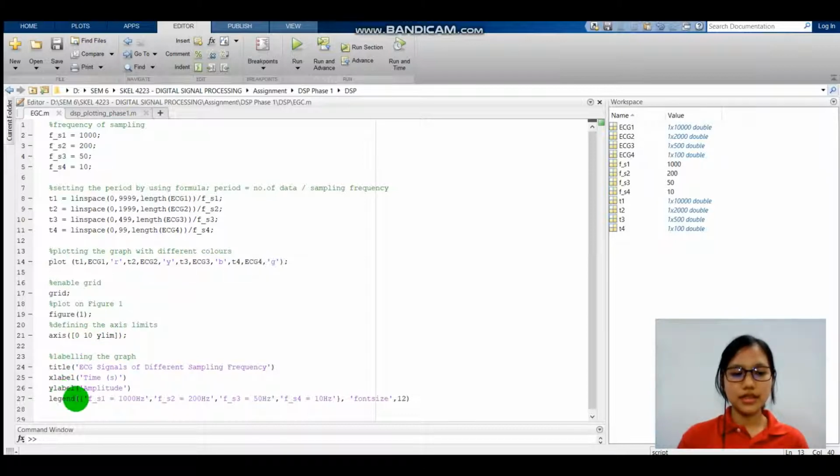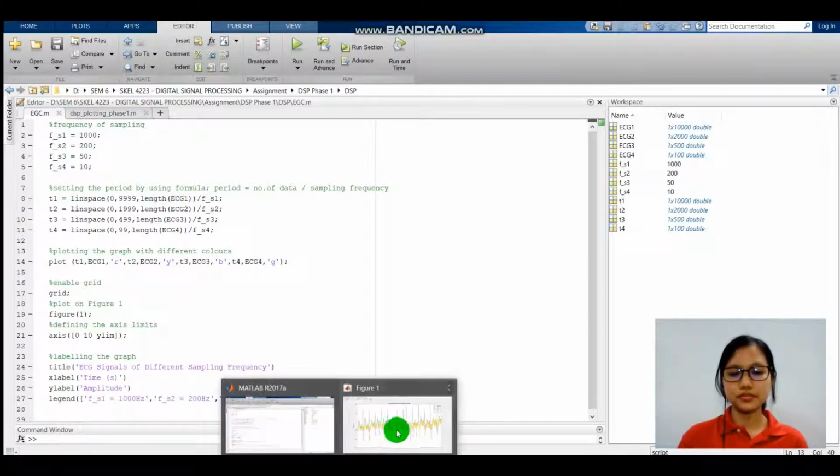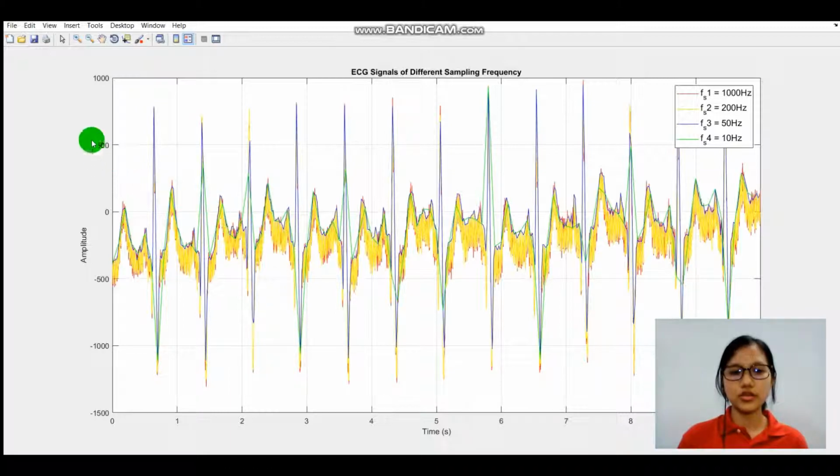And the graph is labeled with a legend. So this is how figure 1 should look.